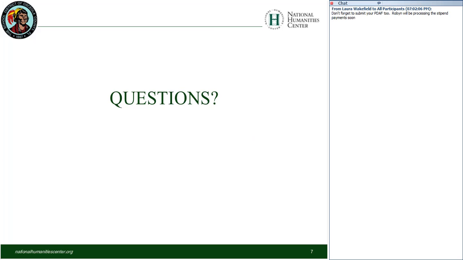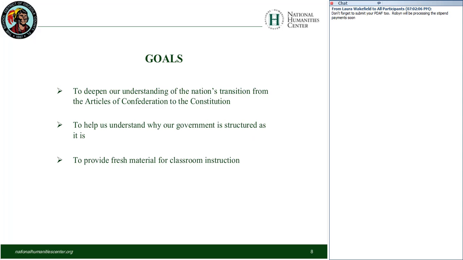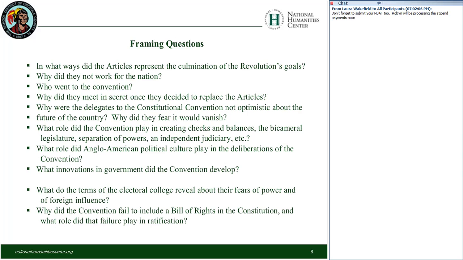Well, our seminar has three goals. We want to deepen your understanding of the nation's transition from the Articles of Confederation to the Constitution. We want to help you understand why our government is structured the way it is, and we would also like to provide you some fresh material for classroom instruction. Now, we are going to be looking at a series of questions this evening in our seminar. In what ways did the Articles represent the culmination of the Revolution's goals? Why did they not work for the nation?